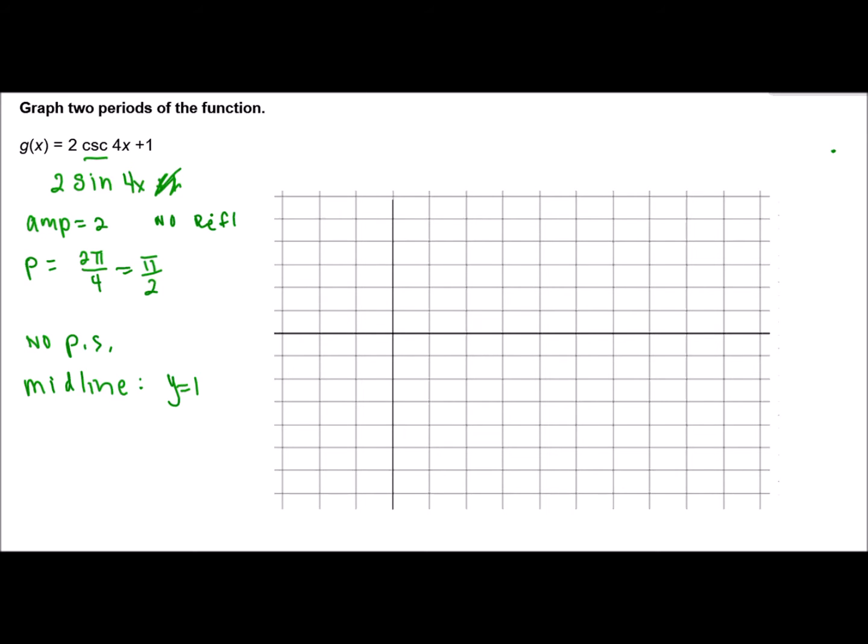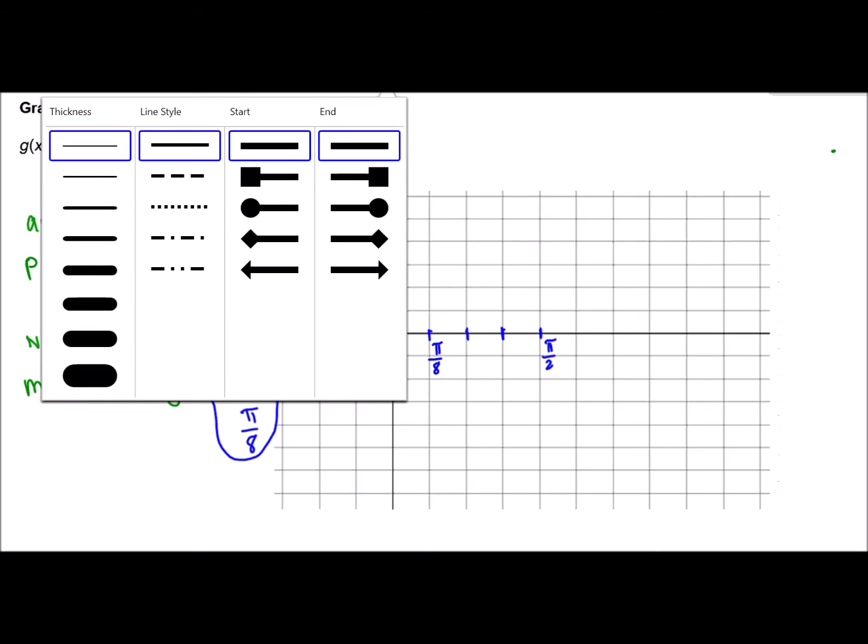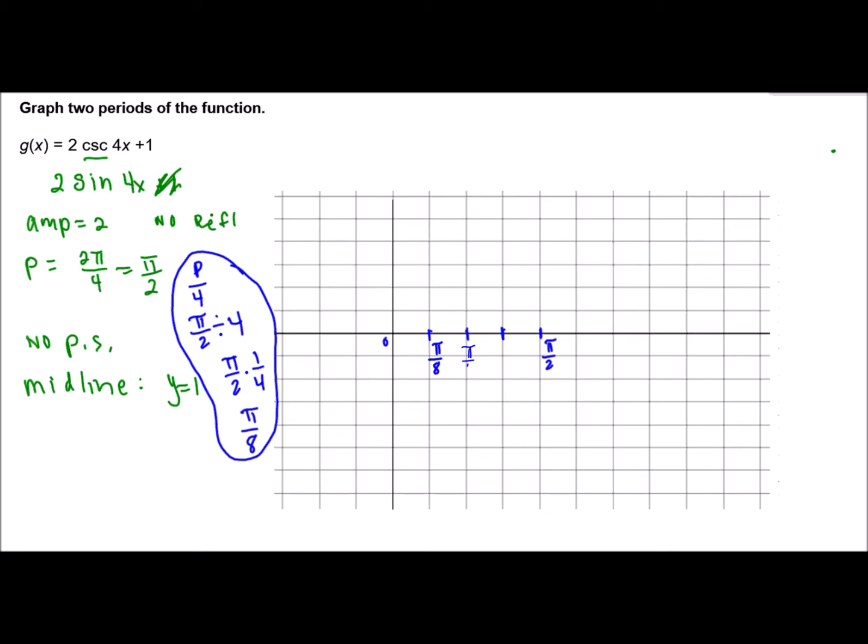All right, let's start labeling stuff. My period is pi halves. So here's 0. I'm going to go out 1, 2, 3, 4. That'll be my period. I've got to figure out what to count by, so I'm going to take the period and divide it by 4. Pi over 2 divided by 4 is pi over 2 times 1/4, or pi over 8. Here's what I'm counting by. That's 1 pi over 8. Next would be 2 pi over 8, or pi fourths, 3 pi over 8, and then we've got our period over here, pi halves.